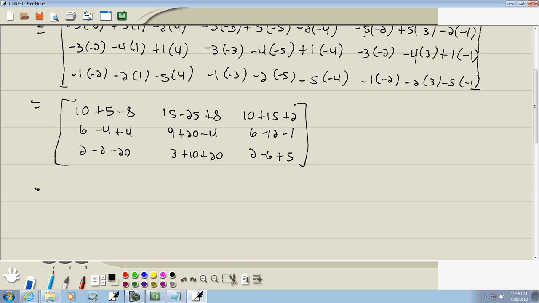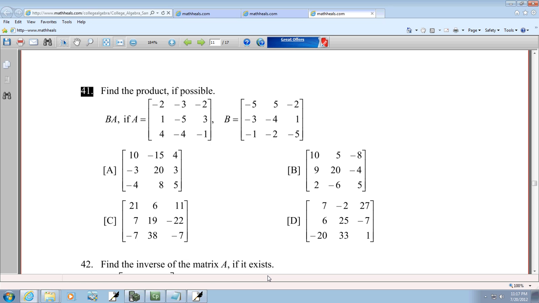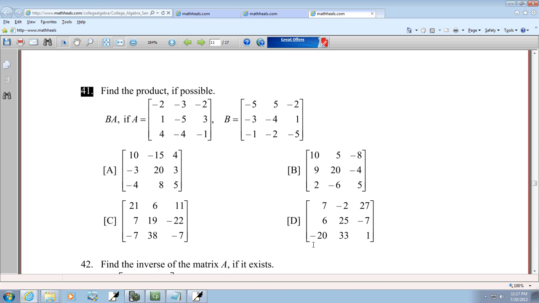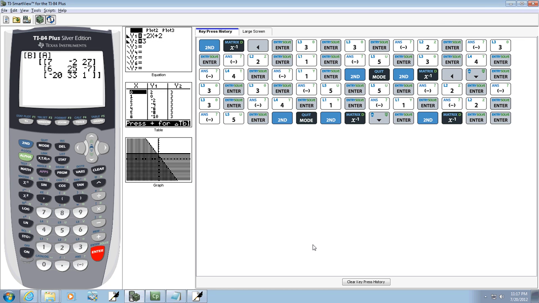Now normally I would double check myself there, but since we have the answer already, I can just check it that way. I'll be lazy. It's getting late. 10 plus 5 is 15, so that gives us 7. That gives us -2. 27. This gives us 6. 25. -7. This gives us -20. 33. 1. So let's go check, see how bad my math is. 7, -2, 27, 6, 25, -7, -20, 33, 1. Pure luck for me not to have made a math error. Okay, so that'd be your answer. Same one we said before. D as in David. And calculator, much easier to get that same answer.